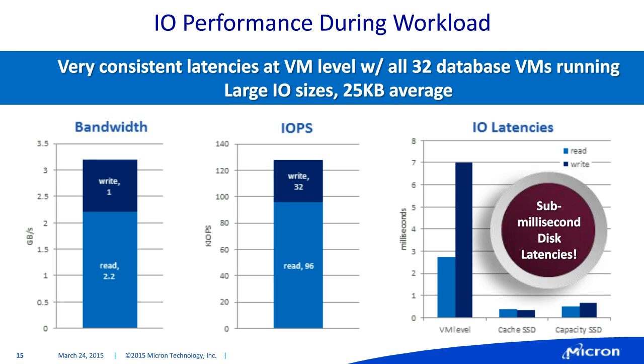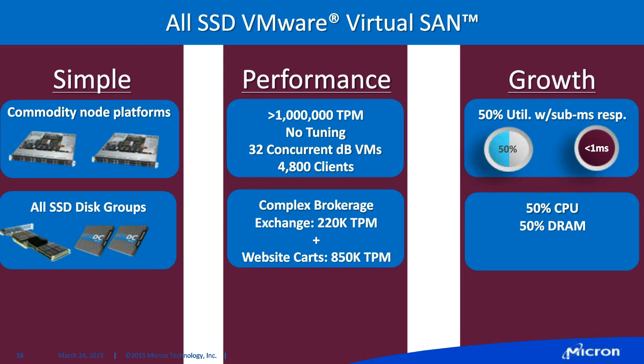So, starting to wrap up here because I see we're running towards the end of time. Why would we do an all SSD VMware Virtual SAN? Well, simplicity is the main reason. We have commodity node platforms. We use Supermicro commodity servers, but really anything that's VMware approved you can use. We used all SSD in the disk storage groups. We fronted them with a card form factor PCI Express, and the back end was a SATA attached large capacity enterprise grade SSD.